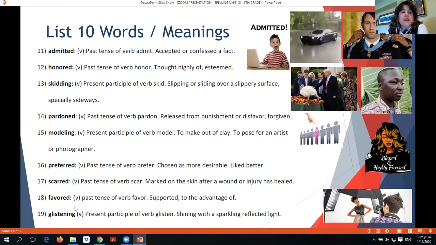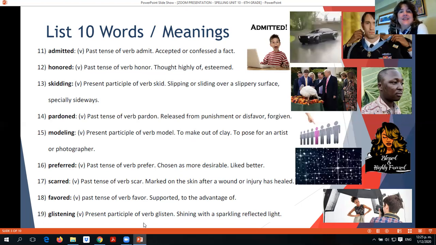Favored is similar to preferred, okay? And it's the past tense of the verb favor, to favor. It means supported or to advantage, that you have some advantage or you are fortunate, okay? Like when you say, I'm blessed and highly favored, okay? You are fortunate, okay?